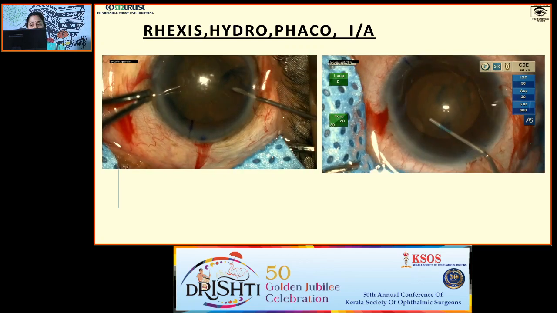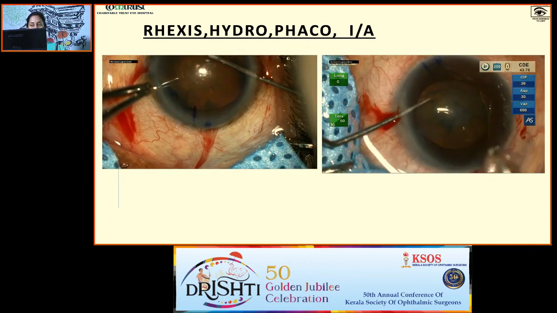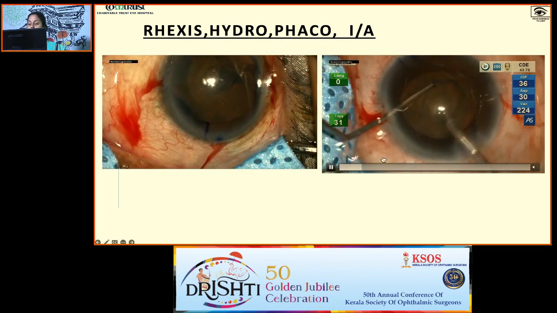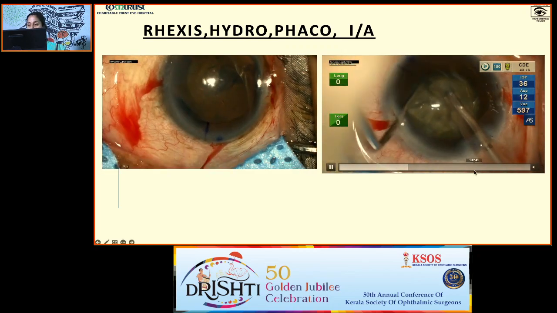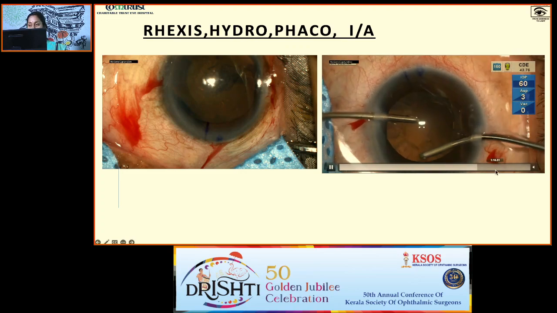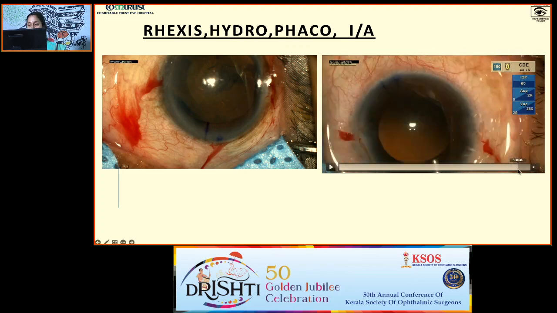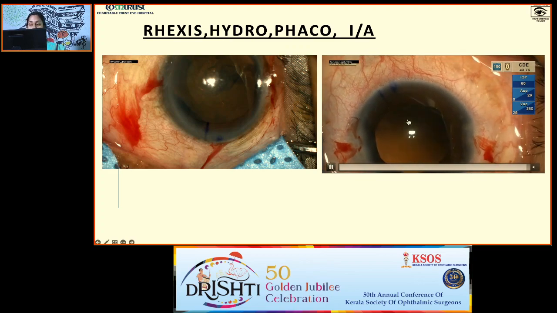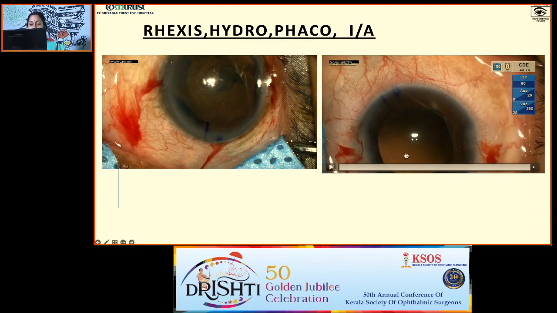You can do the phaco procedure of your own choice, that is stop and chop, divide and conquer, or direct chop, whichever is your preferred choice. Once you complete your phaco, you can do a complete cortical cleanup. After the complete cortical cleanup, you can implant the IOL either under visco or under IA.